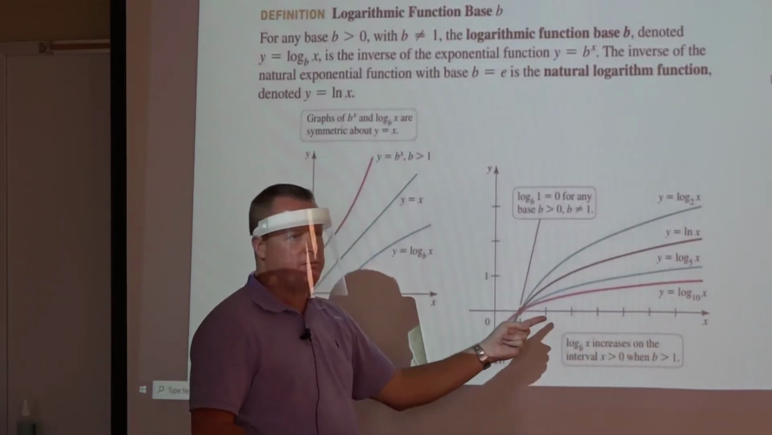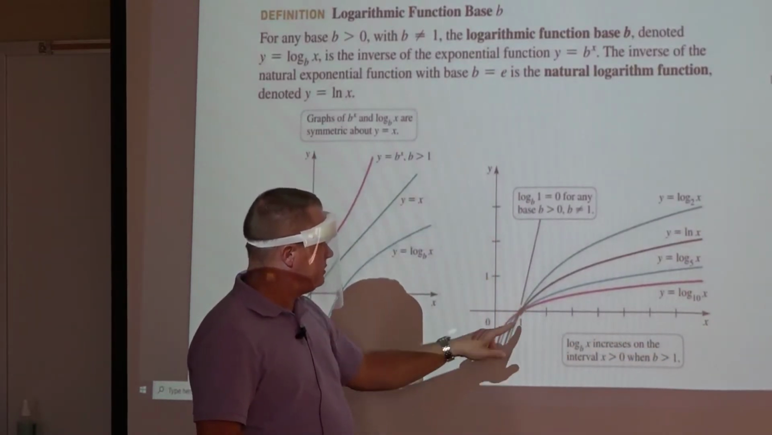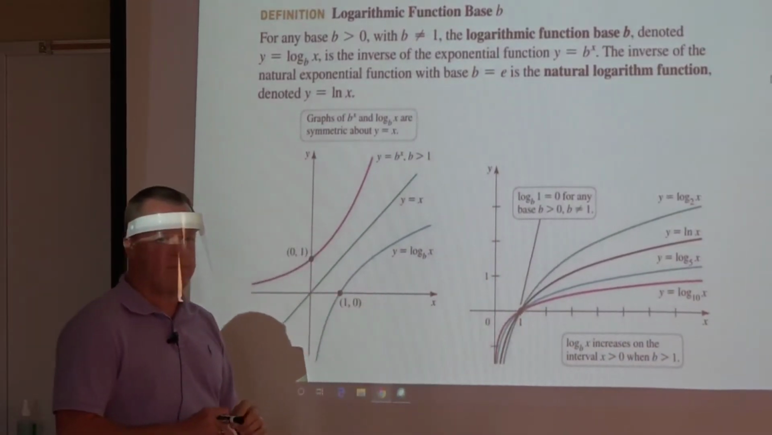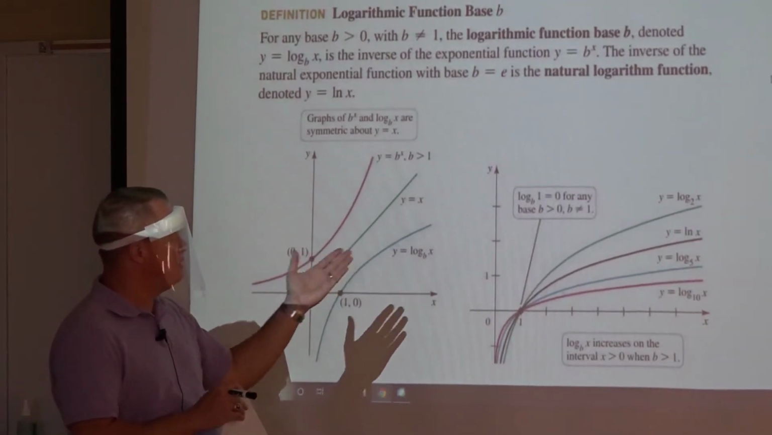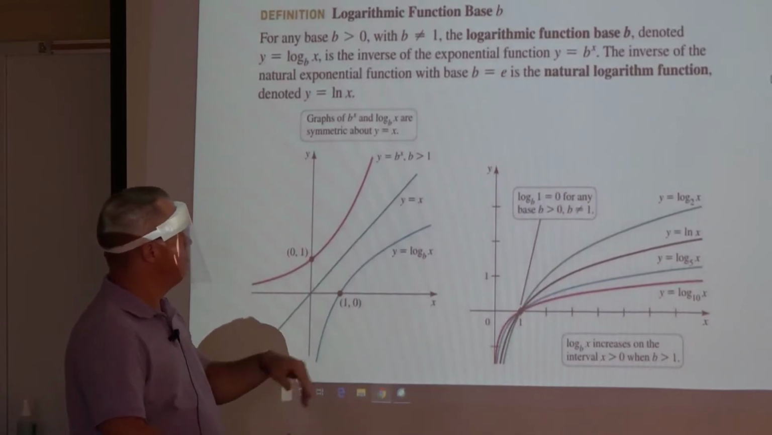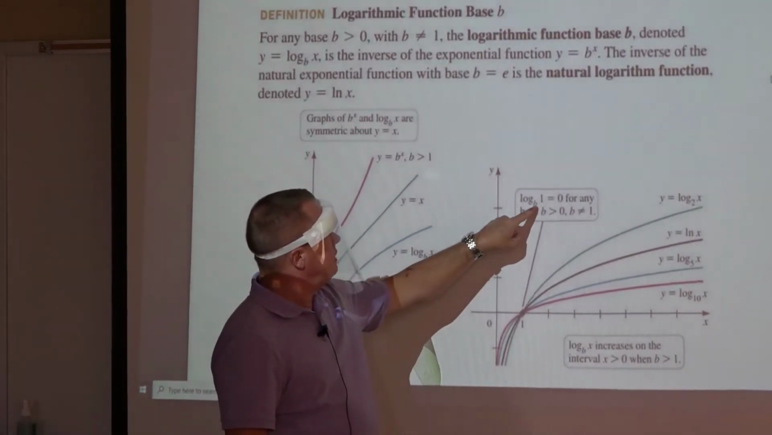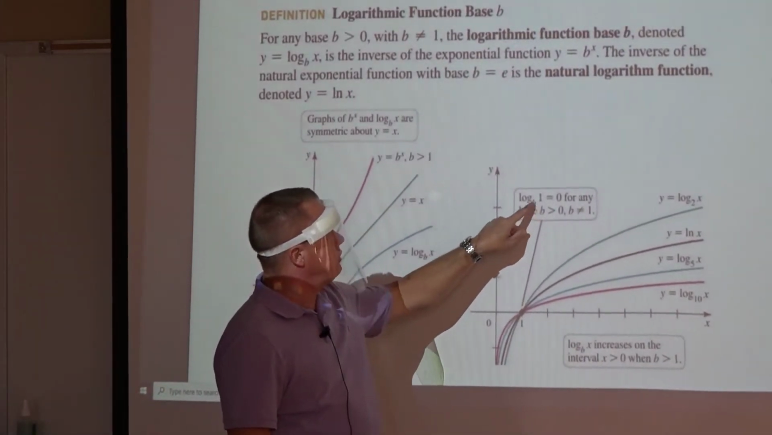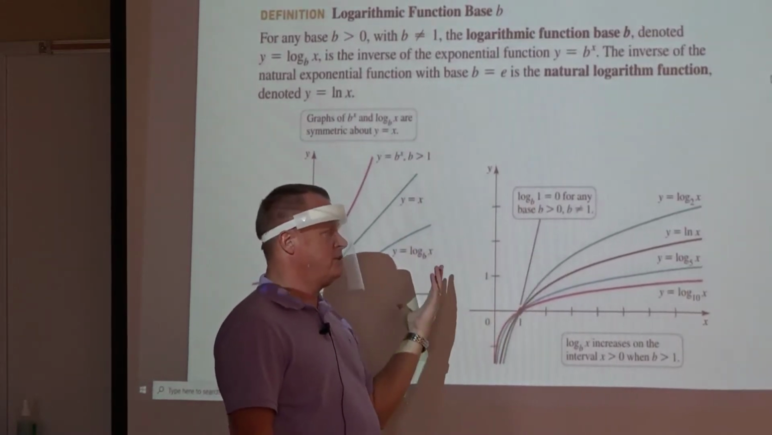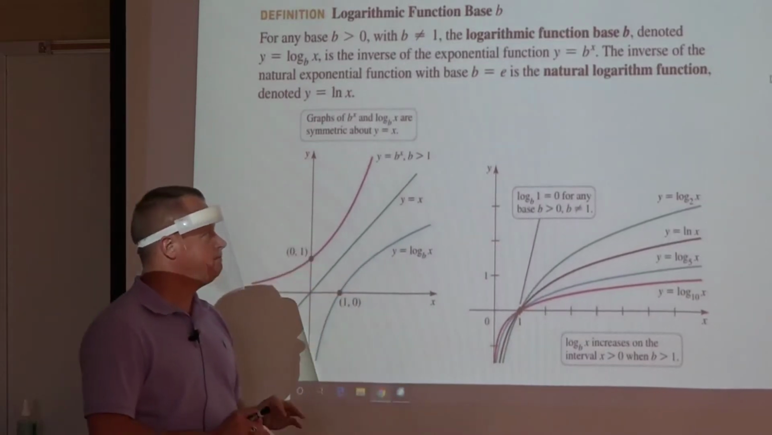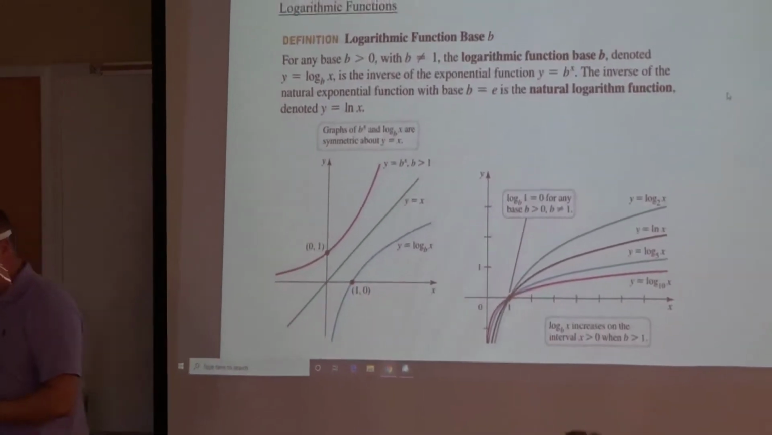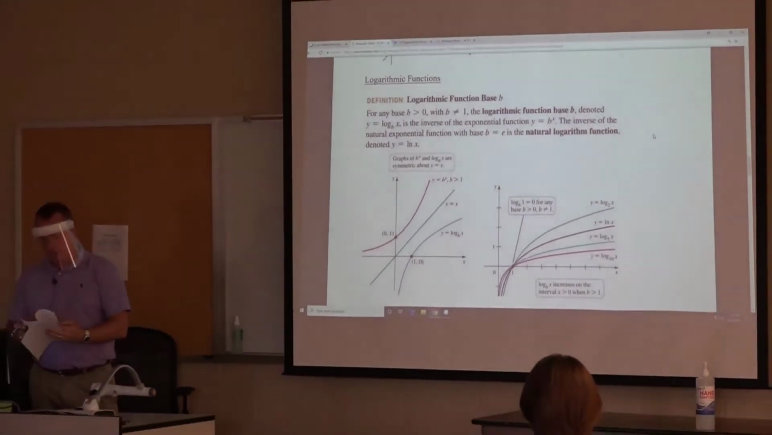Okay? Same. You still have a vertical asymptote. It still has an x-intercept at 1, just like the other one. And since these are inverses, the same thing is true for the base of the log functions as for the exponential function. B has to be positive and it cannot be 1. All right, so any questions about that?